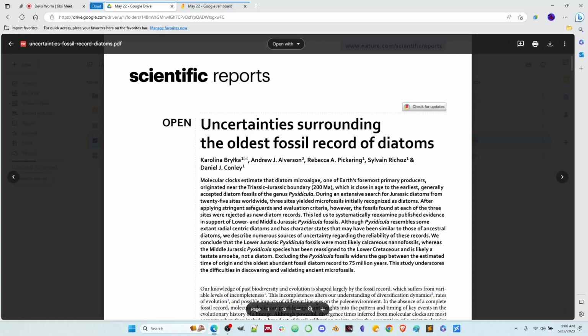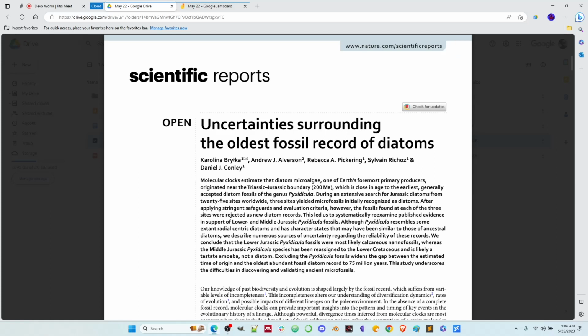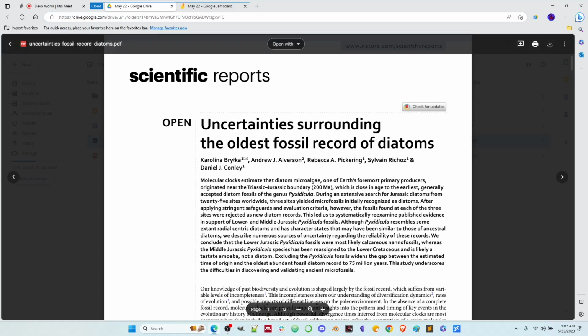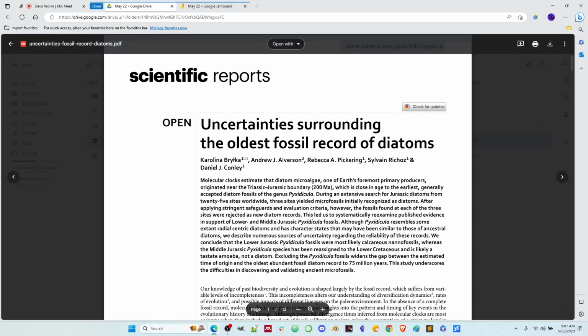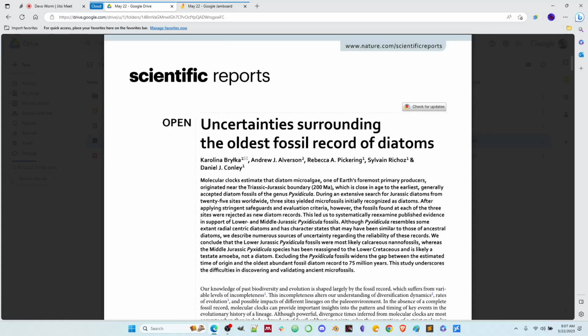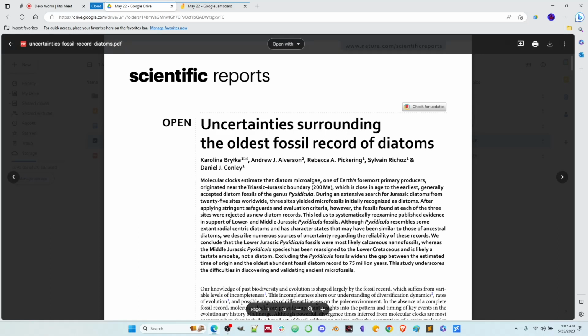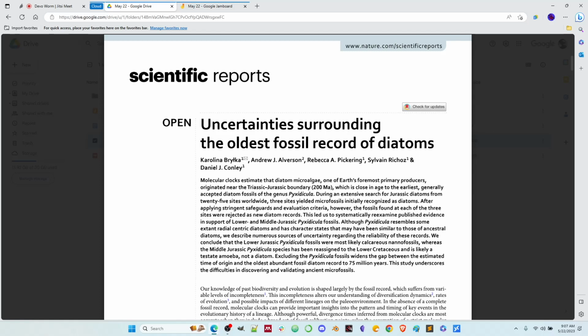So molecular clocks estimate that diatom microalgae, one of the world's foremost primary producers, meaning that they produce energy through photosynthesis for secondary producers, which are organisms that eat them. So a lot of plant species, a lot of algae are primary producers. That's how they refer to them ecologically. And they originated near the Triassic-Jurassic boundary, which was about 200 million years ago. So this was in the time of the dinosaurs, close to the first large dinosaurs, I guess. Which is also close in age to the earliest generally accepted diatom fossils from the genus Pyxidicula. I guess that's how you say it.